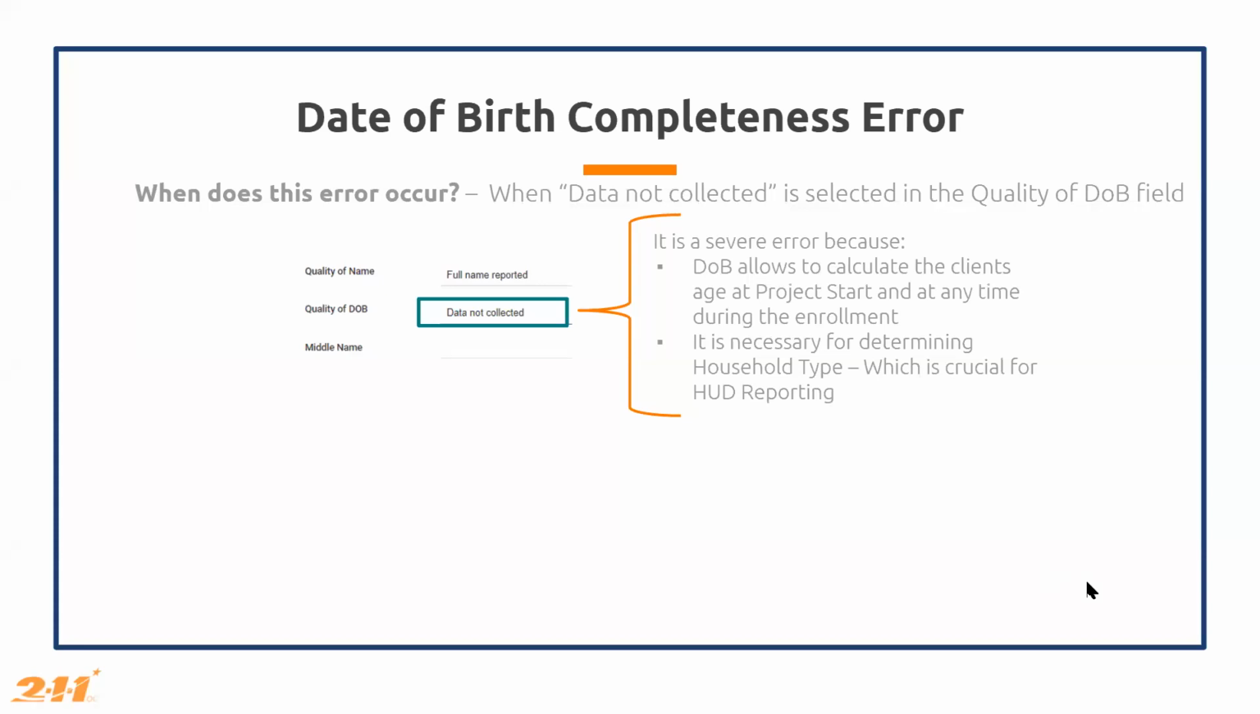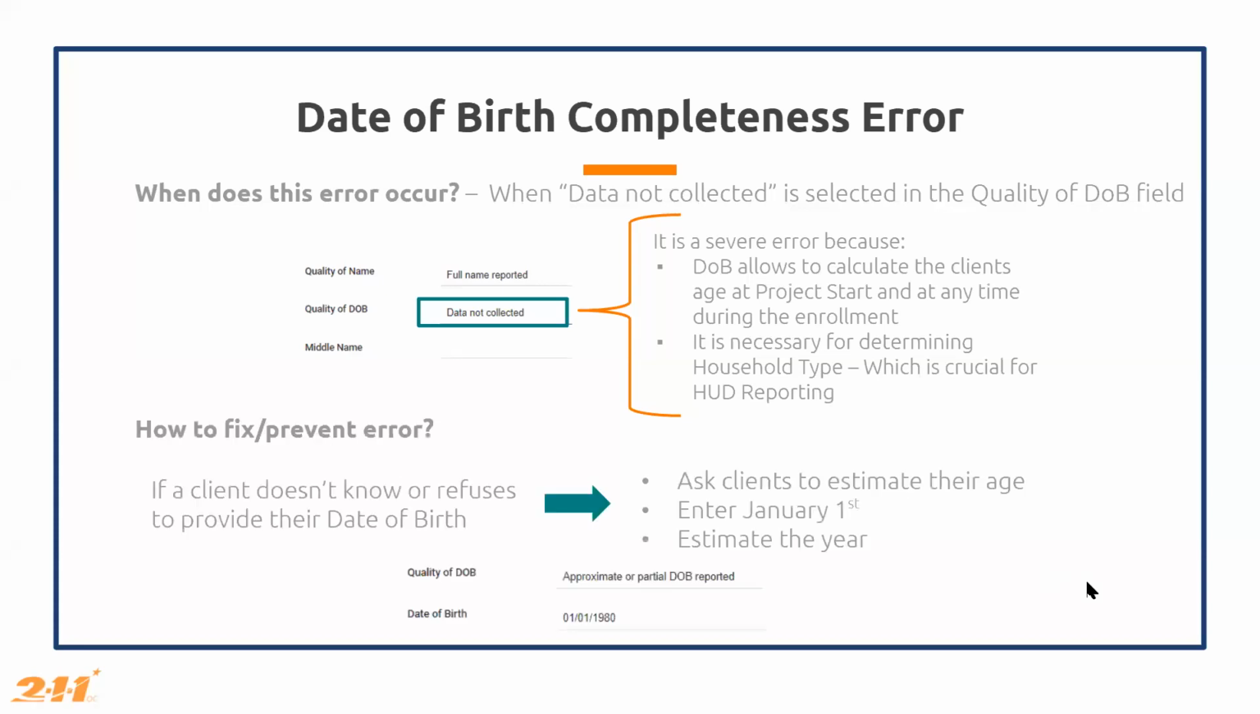What can we do about this? If a client doesn't know or refuses to give a date of birth, please ask the client to estimate their age and enter January 1st and that estimated year. Then select approximate date of birth reported for the data quality of date of birth field. In this way, we will have an age and will be able to determine the household type.